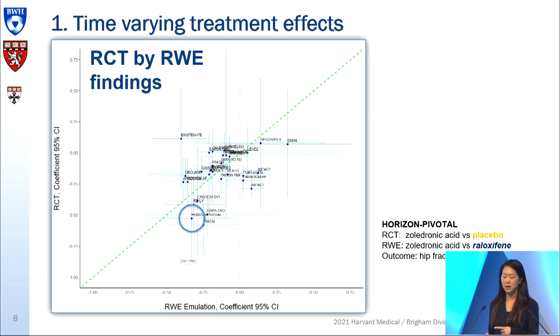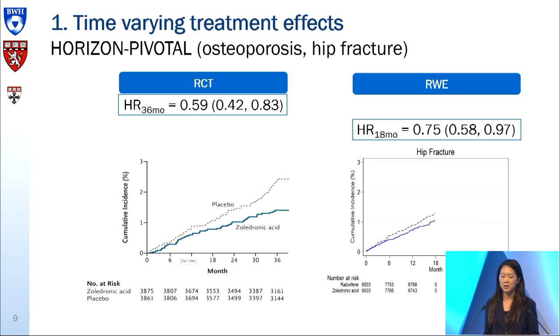But if you look at this plot, you can see that it's one of the points that's falling a little bit further away from the diagonal line. So to get into this a little bit more deeply, you can see that Horizon Pivotal was a 36-month trial, and over this time frame, it had a hazard ratio of 0.59. Now, in the database study, due to low adherence, the median follow-up was 18 months, and over this time frame, the hazard ratio was 0.75.